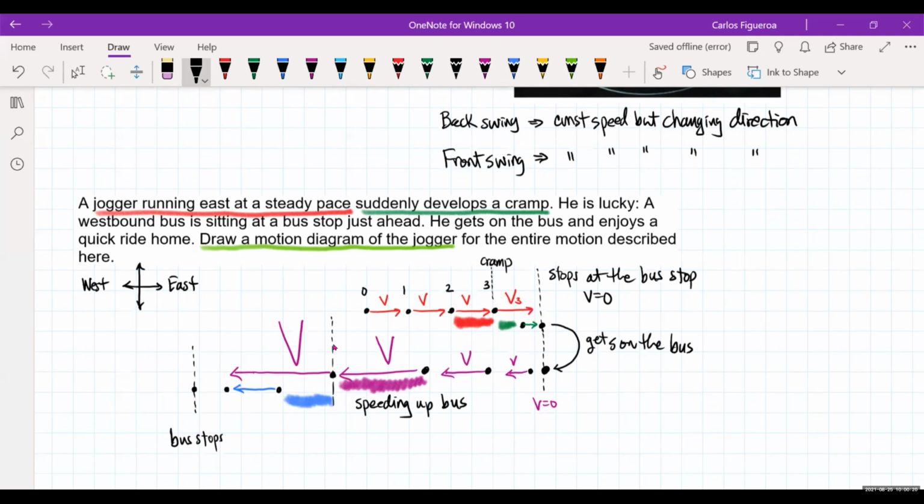The bus stops and the jogger gets off. So here we have the slowing down process. I should put one more arrow here. And then right here, we say that the bus has stopped.